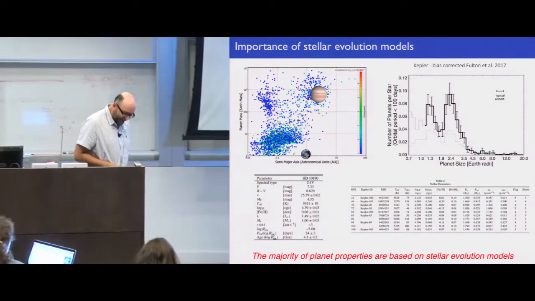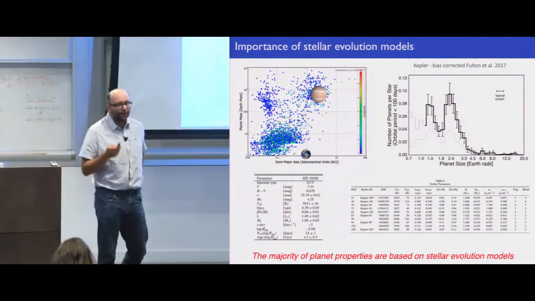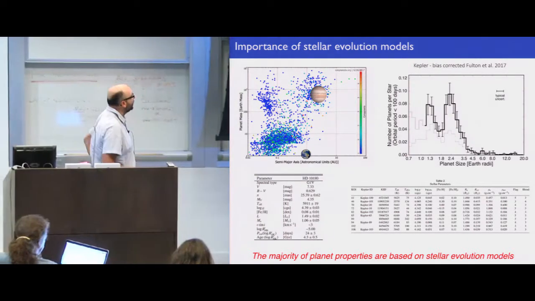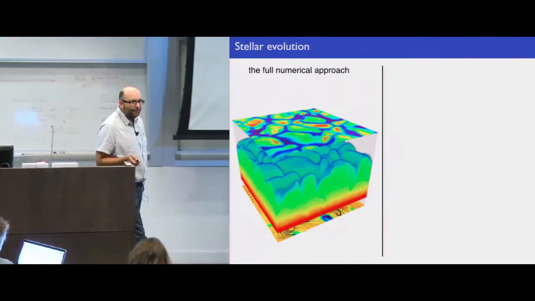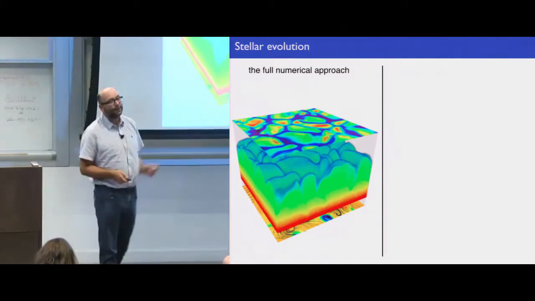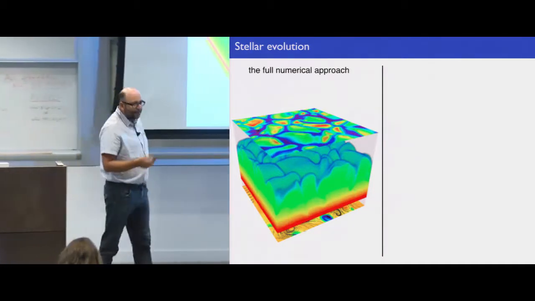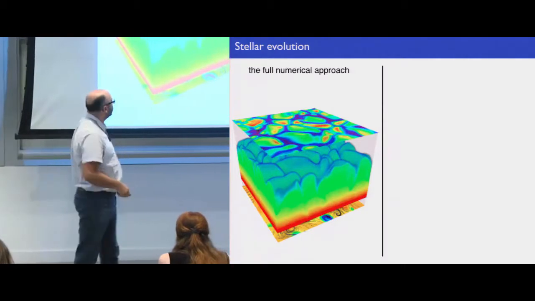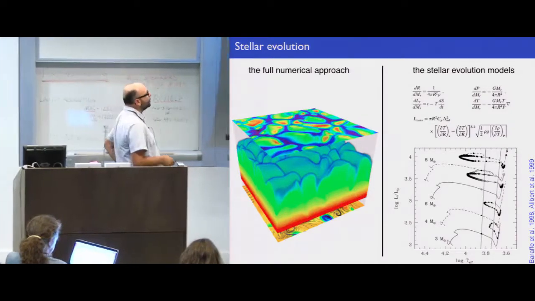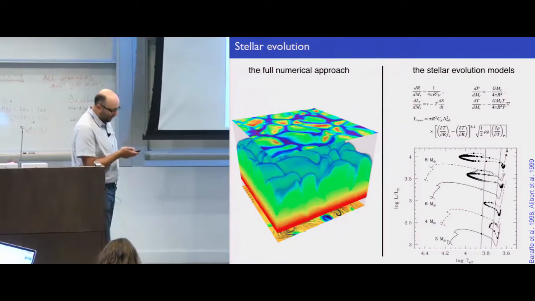So why is it important? It's important because you need to know what your star is. So how do you know the properties of a star? You use a stellar evolution model. Basically, there are 2 ways you can do stellar evolution. One is to take a sphere of gas, solve the hydrodynamical equations and evolve it. But practically speaking, this is not possible because it is too time consuming in terms of computational power. So what people do is use stellar evolution models, which are simplifications of the real hydro equations.